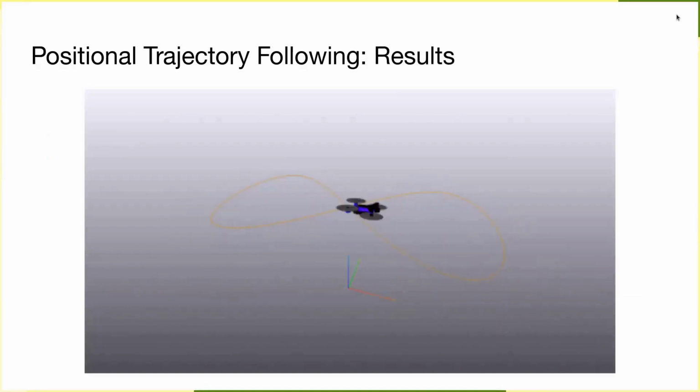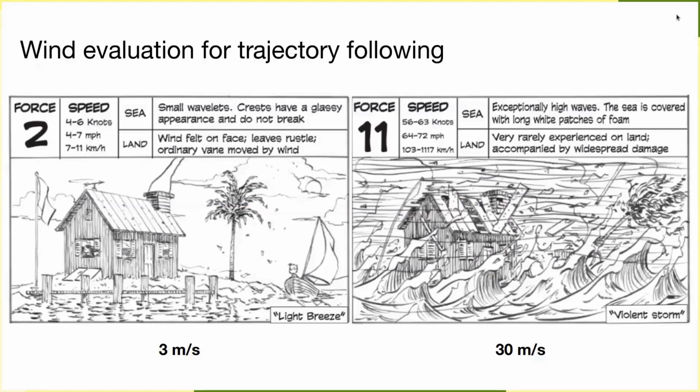We saw that performance was quick to converge to a steady state and was similar across aerodynamic conditions, but could not be guaranteed to reach zero error. We evaluated this controller on wind speeds in the x direction ranging from 3 meters per second, or a light breeze, all the way up to 30 meters per second, which is a violent storm on the Beaufort wind scale.